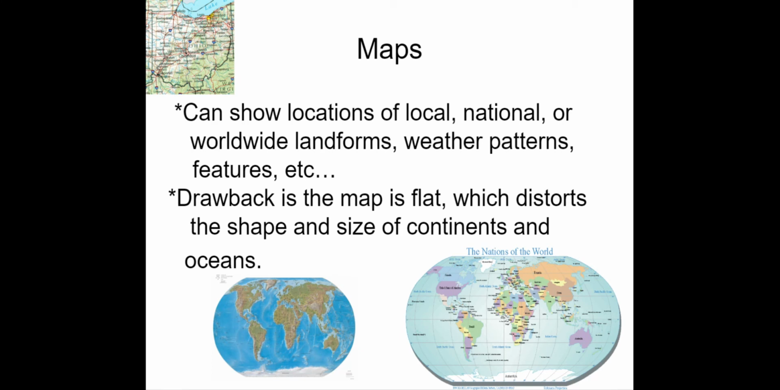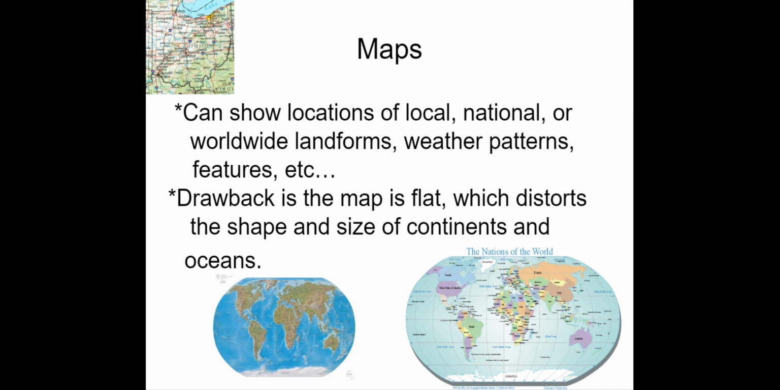Now, maps are great if they show the locations of things in a city, in a town, in a state, in a country, or even the whole world. They can show landforms. A lot of times we use them for weather, to show weather patterns and things. The problem is it is a two-dimensional flat drawing of a three-dimensional object.